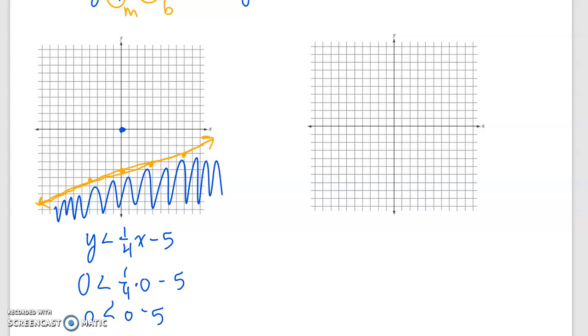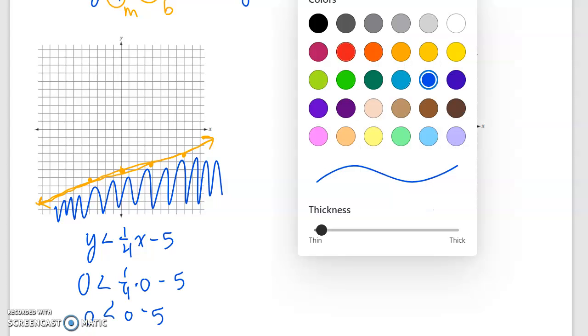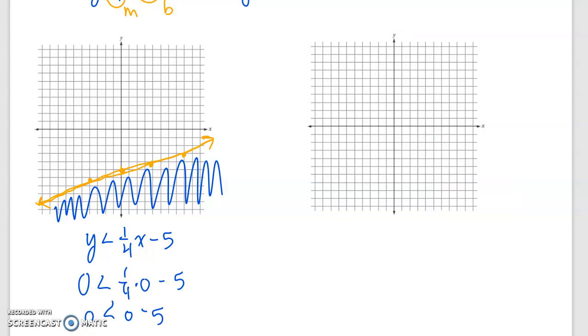If you want to be on the safe side, you can actually then pick a second point to make sure that you've shaded the correct area of the plane and get a true statement. So if I look, I have this point right here. This is the point 5, -5.